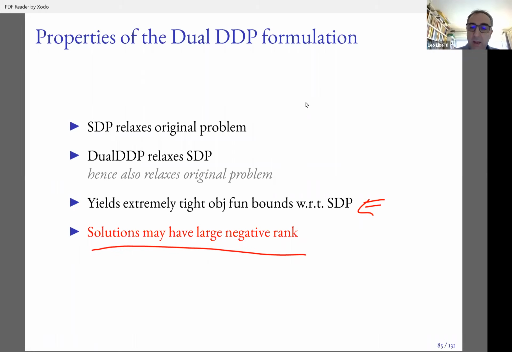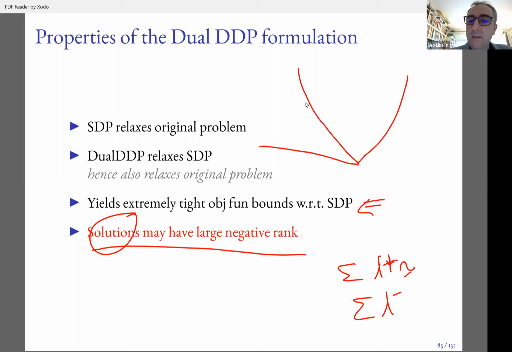So typically, the sum of the positive eigenvalues is more or less the same as the sum of the negative eigenvalues in the solutions, okay? So that's bad because you can't really seem to hit the PSD cone. So you get a good solution value, a good objective function value, but the solutions themselves are very far from the PSD cone.